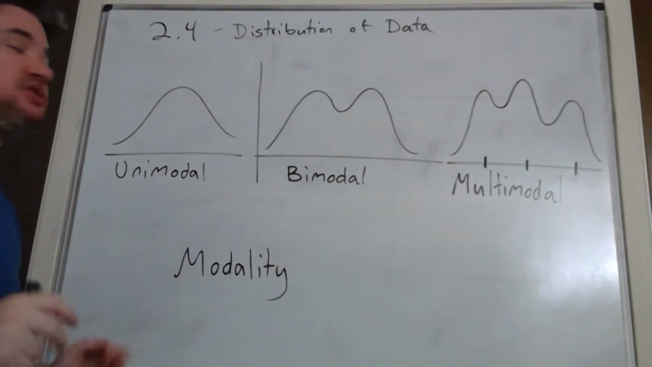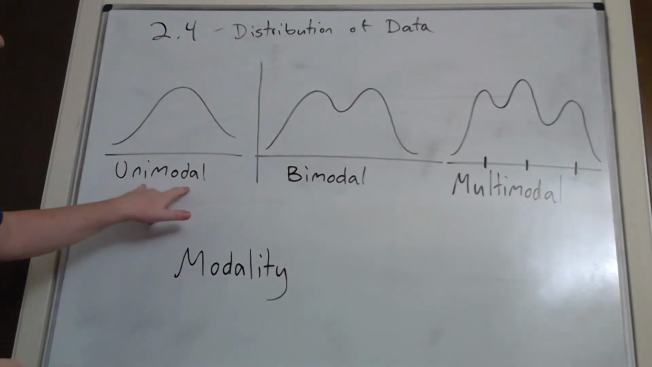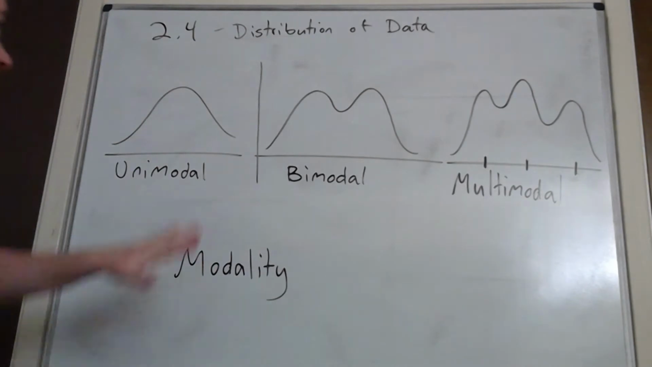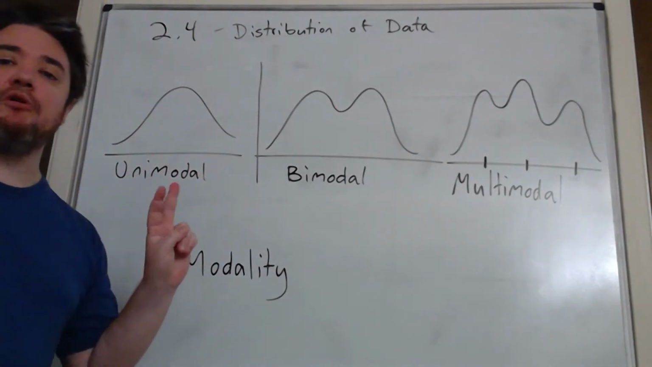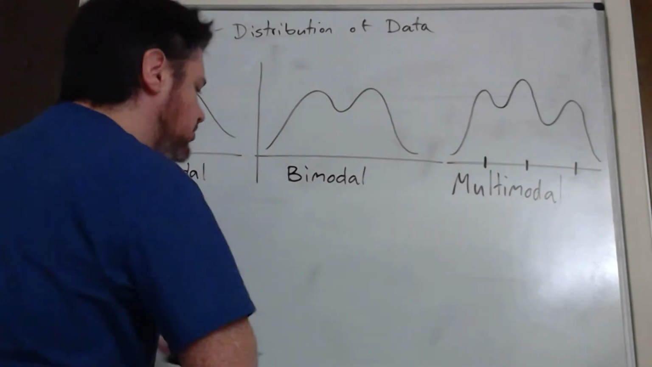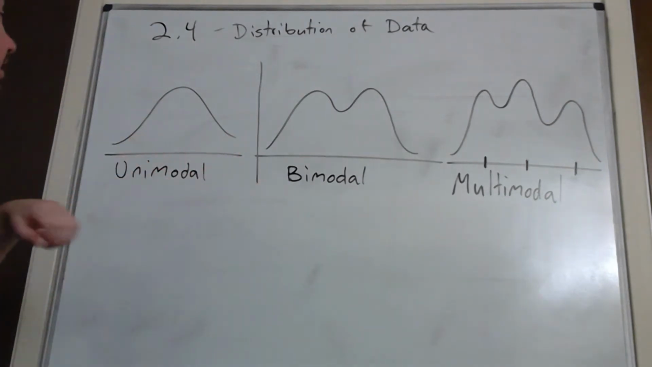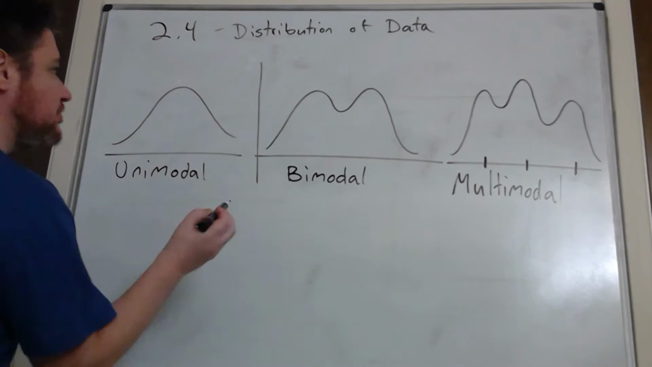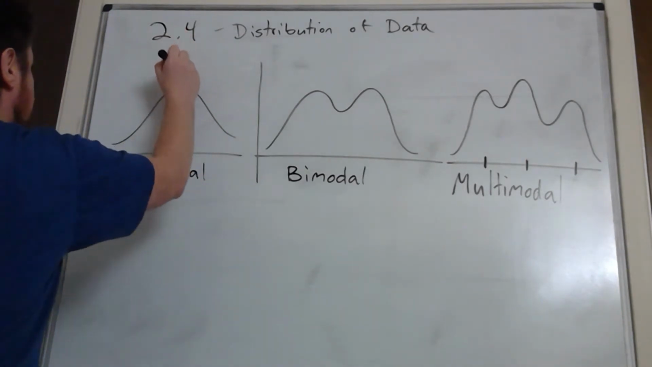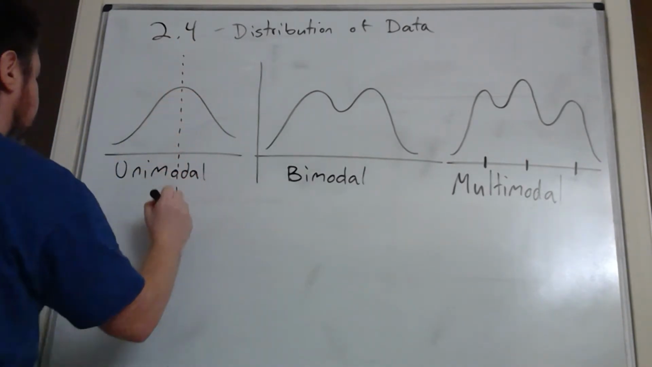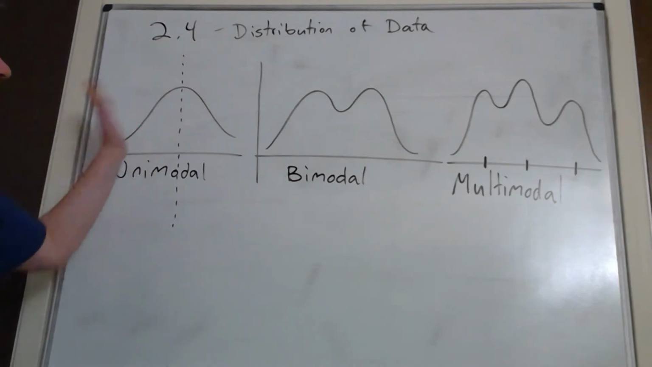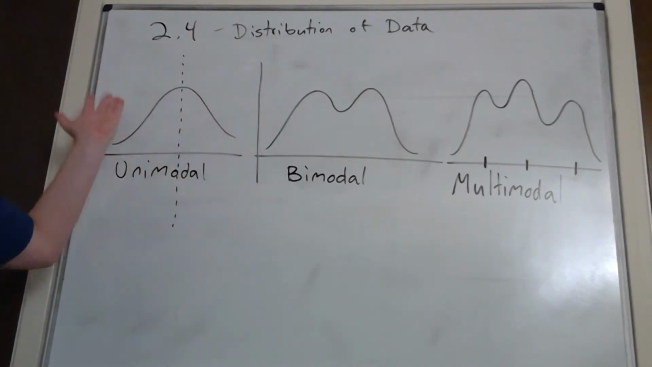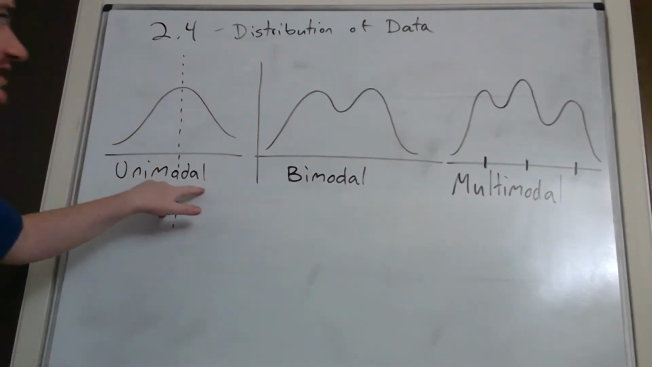Something else we're going to look at is symmetry. This unimodal one looks to be what we call, you might have heard, a normal curve before. A normal curve, and we'll get there in the semester, is a unimodal curve that's symmetric. And what does symmetric mean? Symmetric means that there's a line of symmetry and it's a mirror image on one side versus the other. Okay, so this one looks pretty symmetric to me.